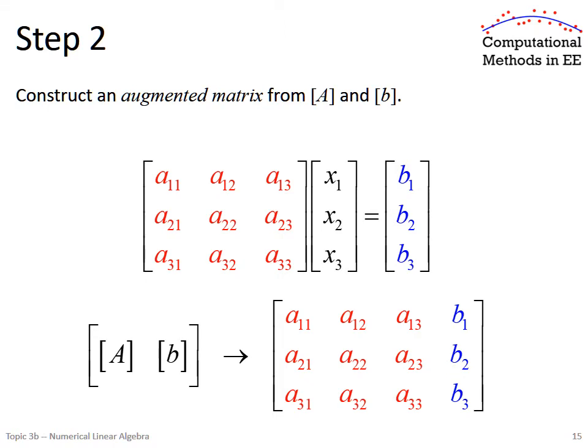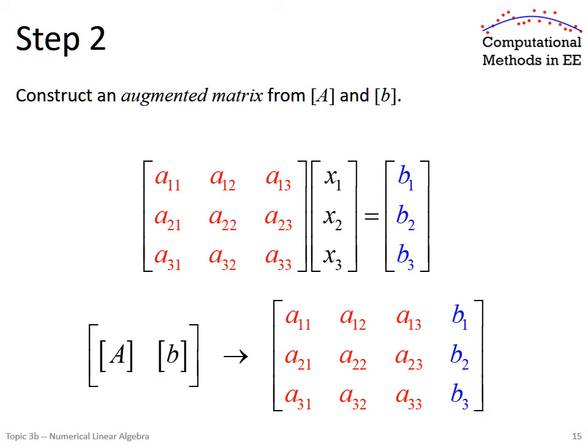Once we enter the algorithm proper, we have our matrix equation AX = B. What we want to do is form what is called an augmented matrix. And that's what's being shown at the bottom of this slide. It is a combination of the A matrix on the left and the B column vector on the right. We can think of it as a block matrix.